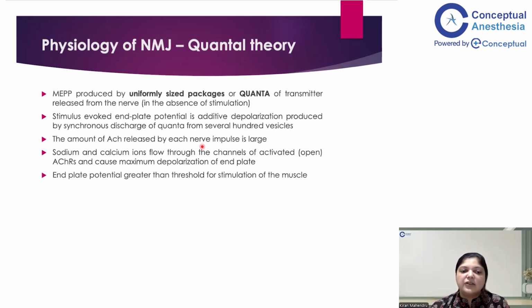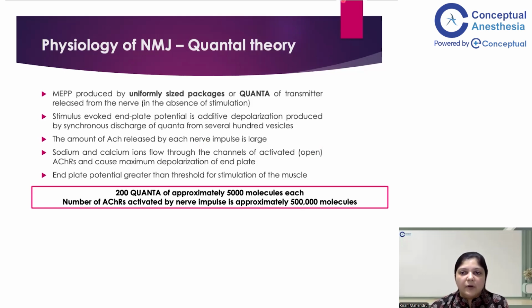What happens? It leads to sodium and calcium ion flow through the channels of the activated acetylcholine receptors and causes maximum depolarization of the end plate. This end plate potential is usually greater than the threshold which is required for the stimulation of the muscle fiber. Therefore, approximately 200 quanta of approximately 5,000 molecules each is released with each stimulus, and the total number of acetylcholine receptors which are activated by the nerve impulse is around 500,000 molecules.